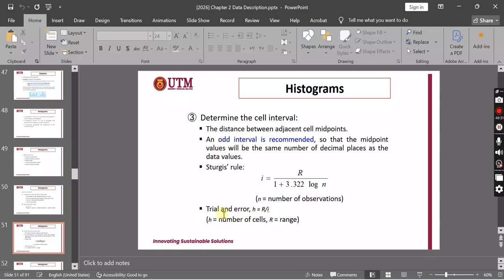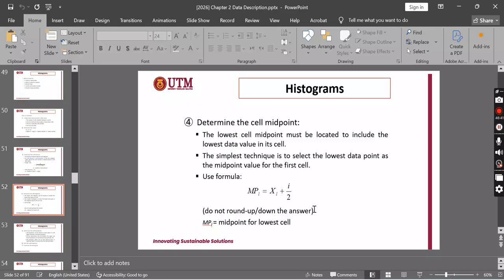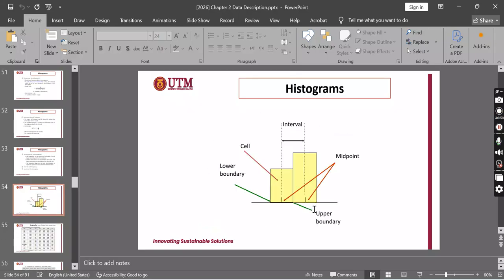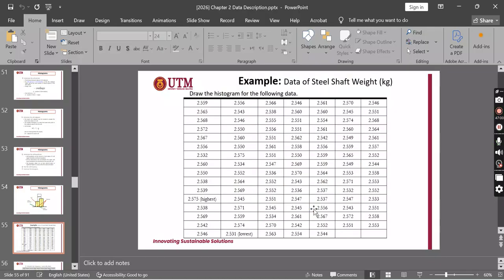And also we are finding the error, h, which is equal to R divided by I. And midpoint, how can we compute the midpoint? This is another way to compute it. It's equal to XL plus I divided by 2, the lowest x plus I divided by 2. In the example, we will explain all of it.